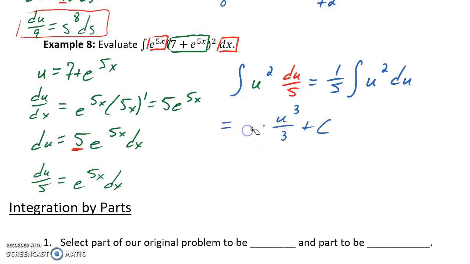And then integrate this as 1/2 times u to the third over 3 plus some constant c. Let me go back for a second there. I wrote that as 1/2. That should be 1/5 because that was that same 1/5 that we brought down here. So 1/5 times u to the third over 3, and then replacing our u with that original substitution statement will give us 7 plus e to the 5x, that quantity cubed, over taking 5 times 3, we would get 15, plus our constant c.